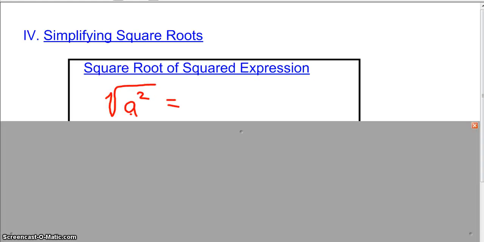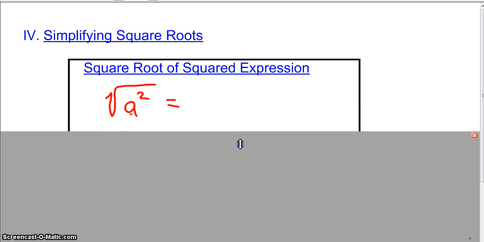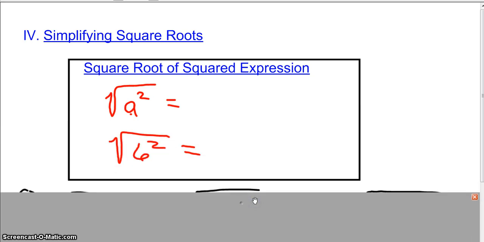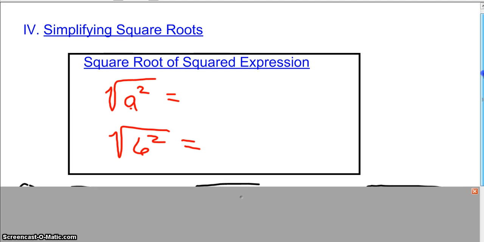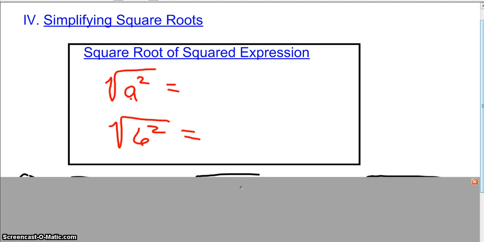Okay? Okay, this is more what you're going to see in your assignment today, and that is how we can simplify radical expressions, starting with square roots. So actually, 7th grade, we're only using square roots. So we have a rule box here. So we are showing the square root of a squared, but let's first look at the square root of 6 squared.